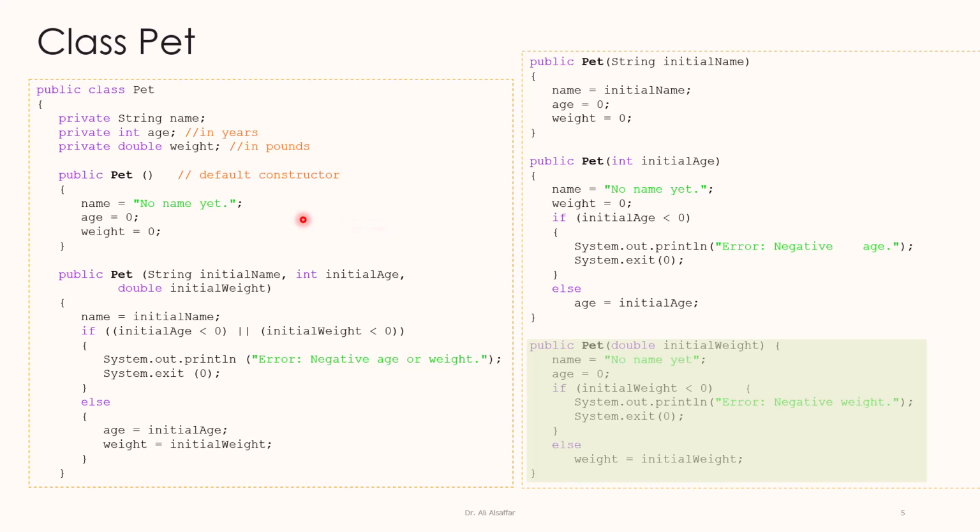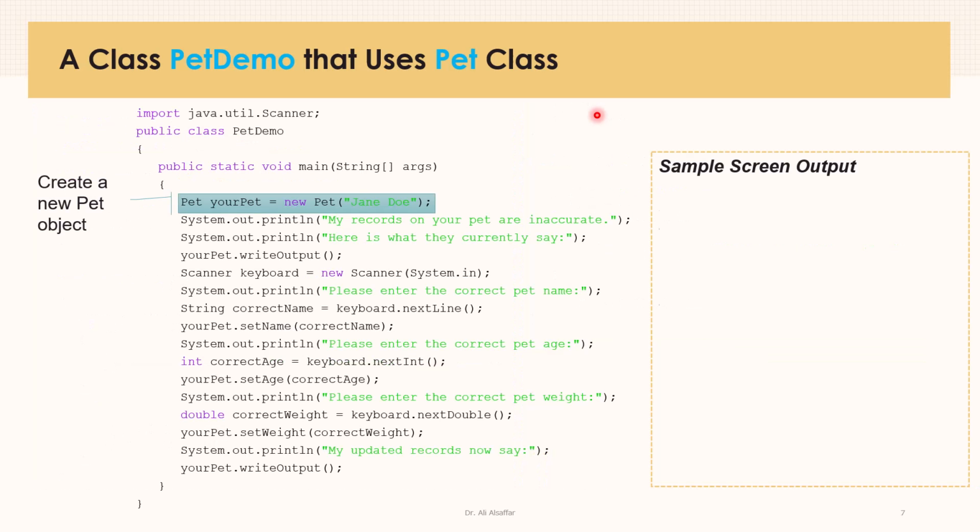Now this is the definition again. This is the default constructor. This is a constructor with 3 input parameters. This is a constructor that has the string as input, so it is going to use this constructor. It will copy the name of the pet into name, but it will give age and weight default values. So let's go back to the main program.